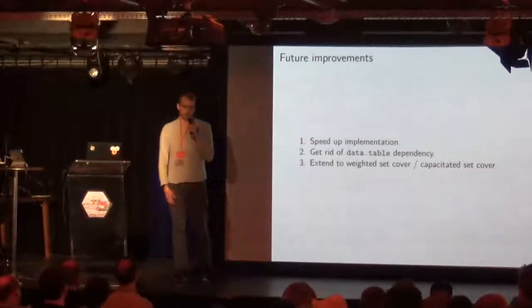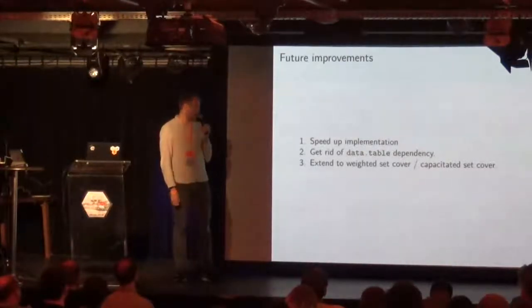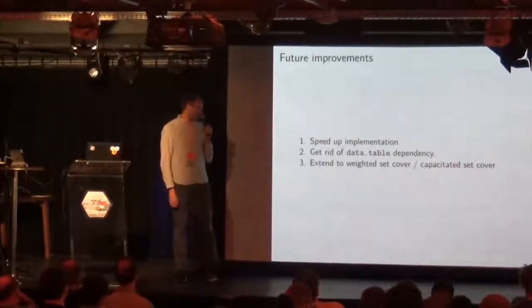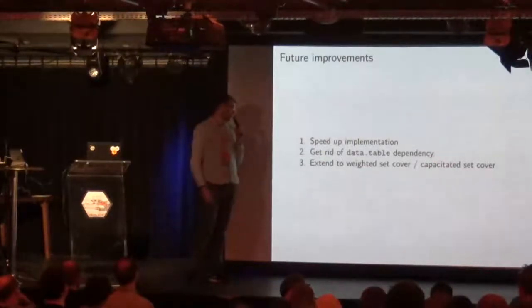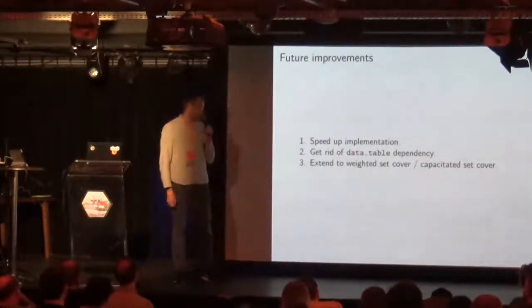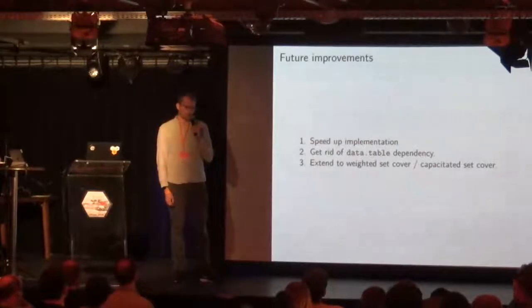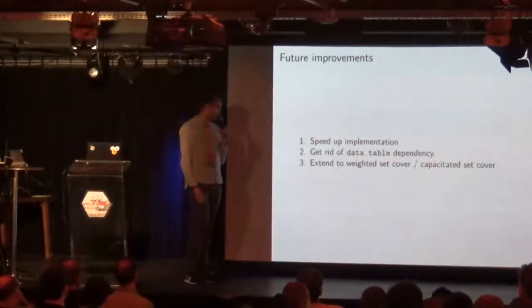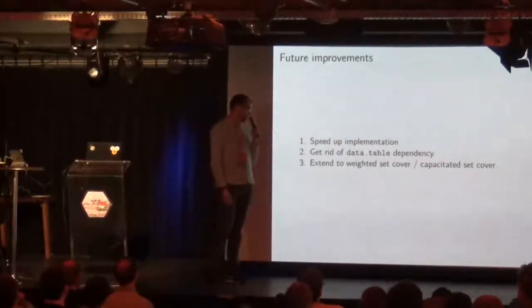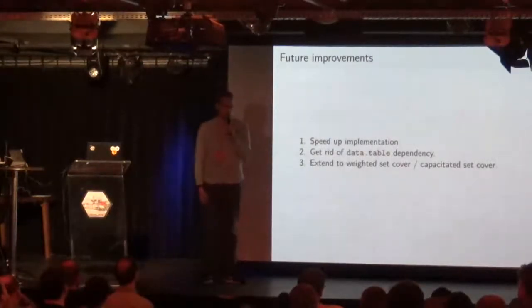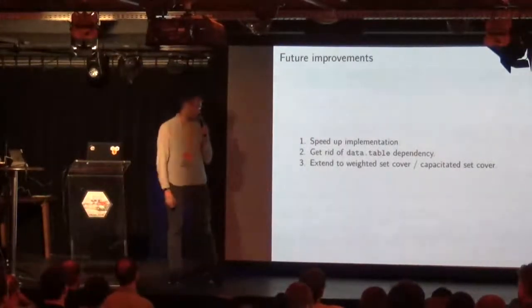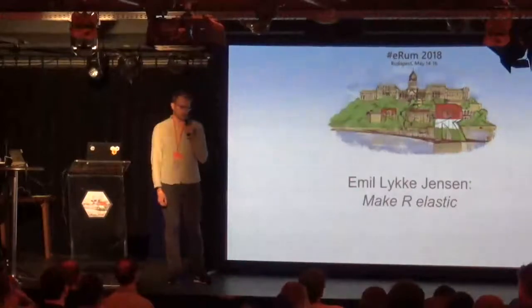Just a few things for future improvements of the package. I think it can be sped up because you have to build a lot of objects. I think you could maybe do it smarter. And also I have a data.table dependency. I think I can get rid of it, as much as I like the package. And there are some extensions of the basic algorithm which I should also implement, like weighted set cover or capacitated set cover.